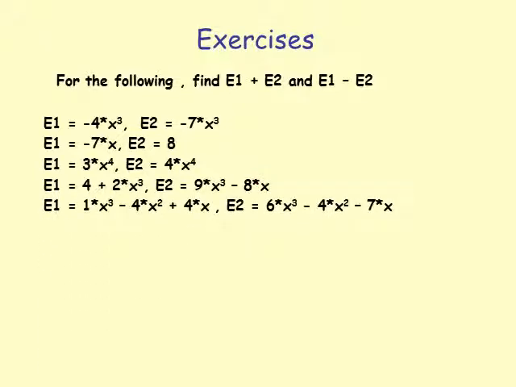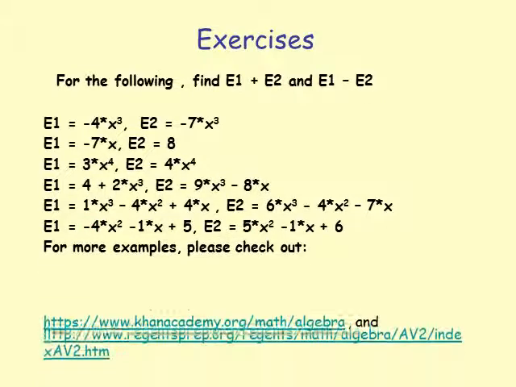Okay, next one has more terms now. It's x cubed minus 4x squared plus 4x, that's E1. And E2 is 6x cubed minus 4x squared minus 7x. Let's continue. Another example here, and some more.